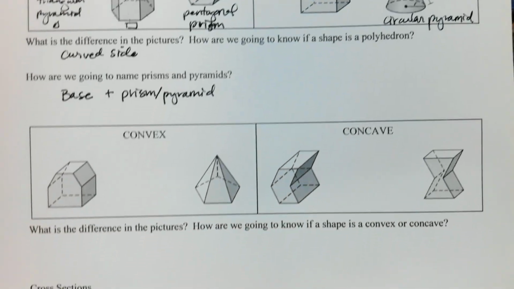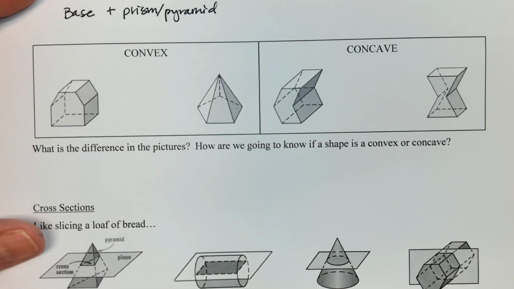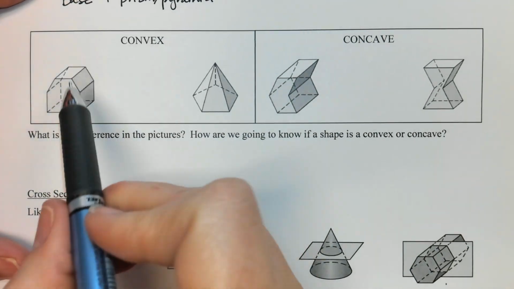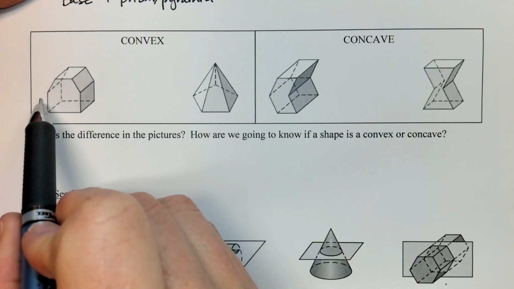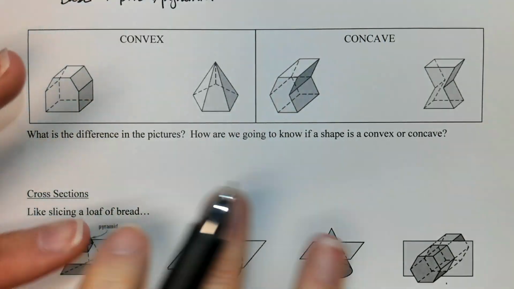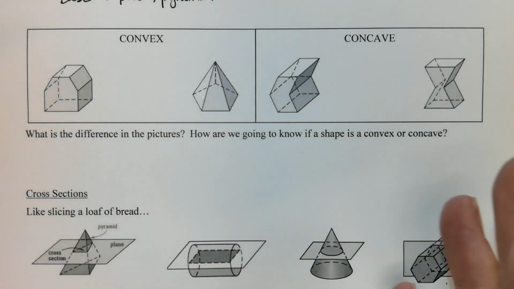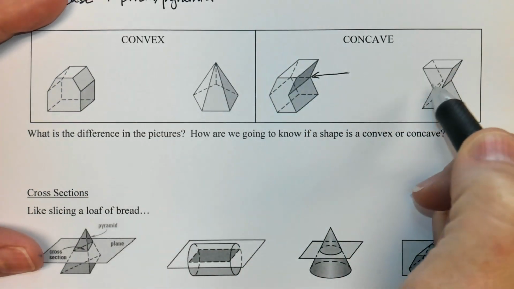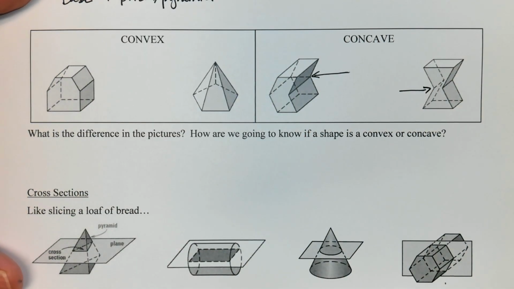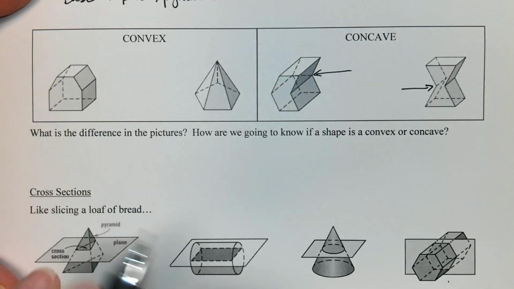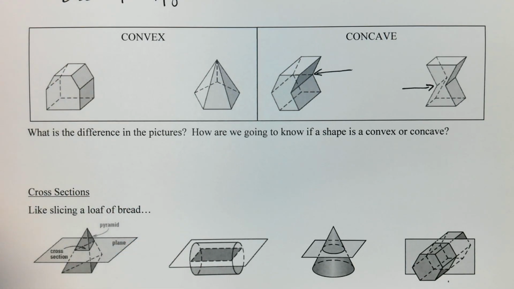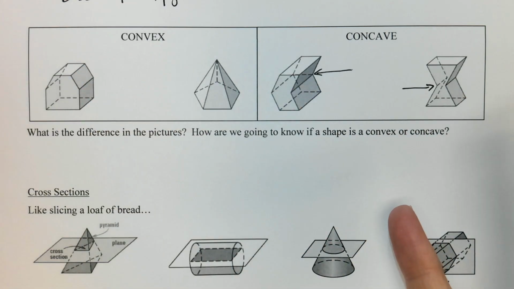Our next vocab word is convex or concave. So the main difference here is it looks like these pictures are all kind of pushed out, as opposed to these ones where they all have these dents coming in or caves coming in. So the difference is, these ones are kind of, imagine there's air in there and the air is pushing them out.